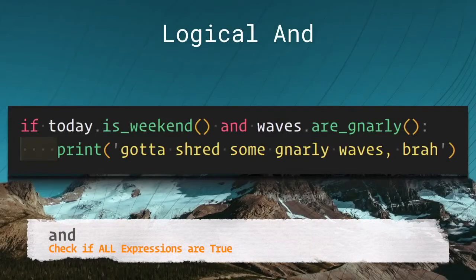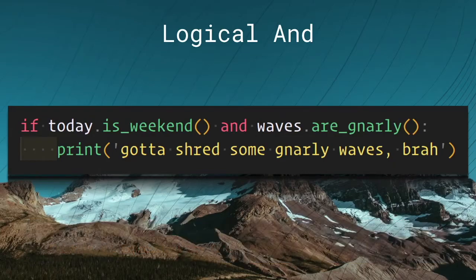Logical and is used when you want to check that all expressions in the statement are true. In this example, both sides of and must be true, starting from left to right. If today is the weekend and the waves are gnarly, print gotta shred some gnarly waves, bruh.